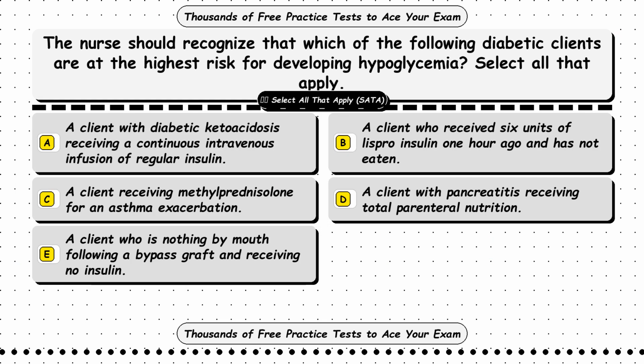Question 90. The nurse should recognize that which of the following diabetic clients are at the highest risk for developing hypoglycemia. Select all that apply. Option A. A client with diabetic ketoacidosis receiving a continuous intravenous infusion of regular insulin. Option B. A client who received 6 units of Lispro insulin 1 hour ago and has not eaten. Option C. A client receiving methylprednisolone for an asthma exacerbation. Option D. A client with pancreatitis receiving total parenteral nutrition. Option E. A client who is nothing by mouth following a bypass graft and receiving no insulin.